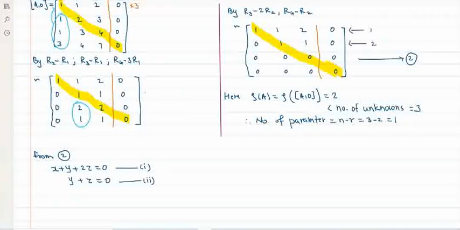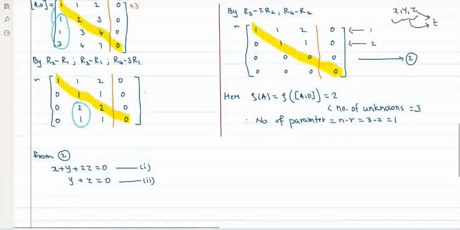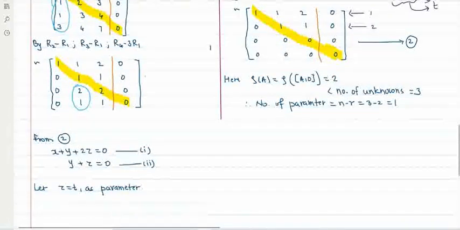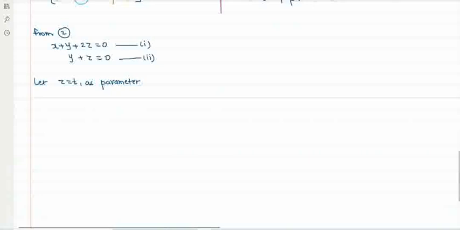Now again the procedure says that you are having 3 variables, x, y and z. You can consider any one variable as a parameter, but the general practice is z. So let z is equal to t as the parameter. Next, you have to reduce the remaining variables also in terms of the parameter. So z is equal to t.